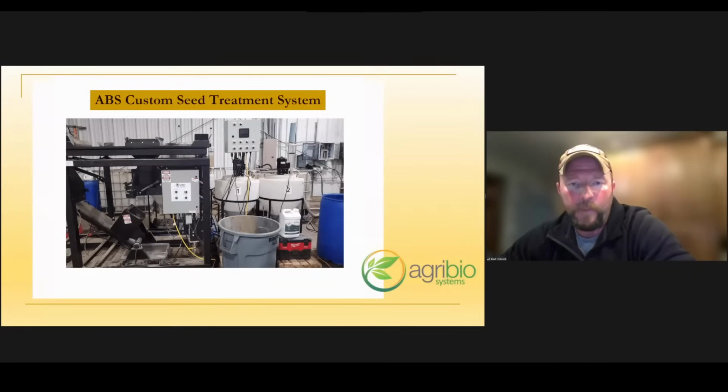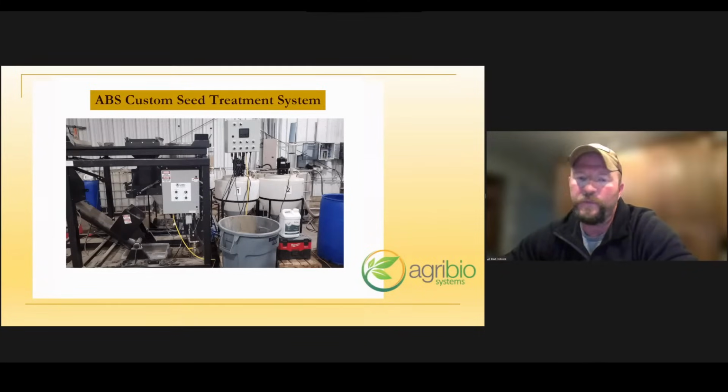We have implemented a couple of different seed treatment systems, one at the main facility there at York's, one here at my place, where we are using many of our own biological products, which has also been very, very successful in helping produce higher yields, more nutrient-dense plants, etc.